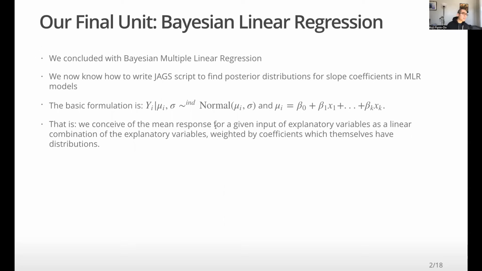As a refresher, the basic formulation is that we're conceiving of the mean for each observation as a linear combination of our predictor variables. And each of those betas themselves has a distribution of possible values. So we're weighting by coefficients, which themselves have distributions.